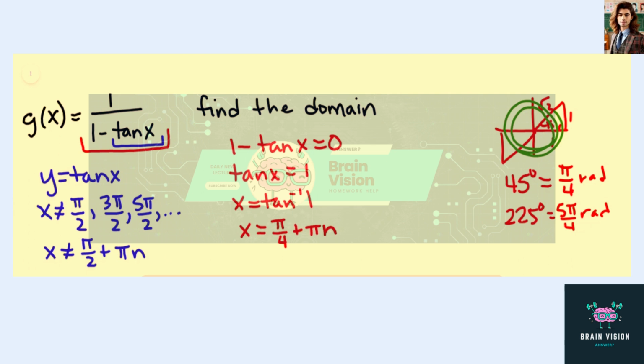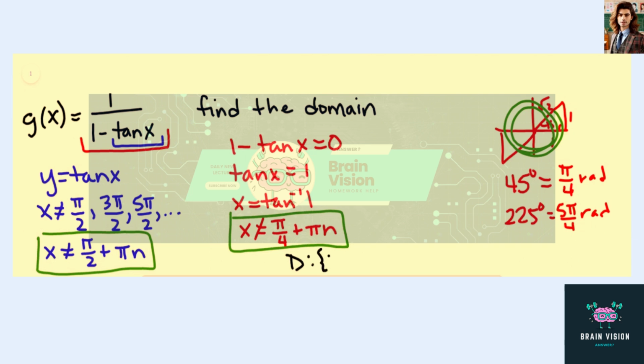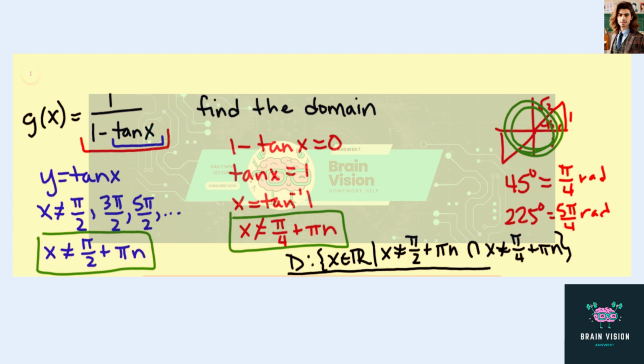So what we're saying is this function cannot have any of those answers, and it cannot have any of the previously described answers. So we can just say that the domain of this function is x is an element of the real numbers such that x is not equal to pi over 2 plus pi times n, and x is not equal to pi over 4 plus pi n. I should say "and" instead of "or" to make sure that both of these are true. Okay, that's a very complicated looking domain.